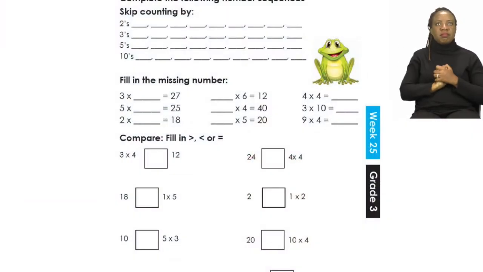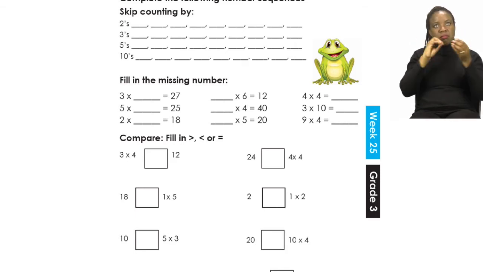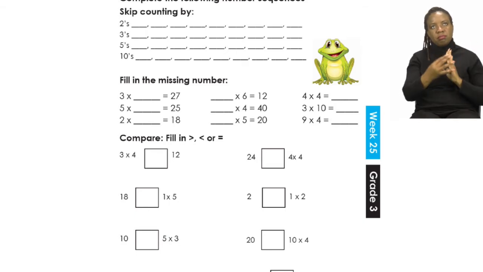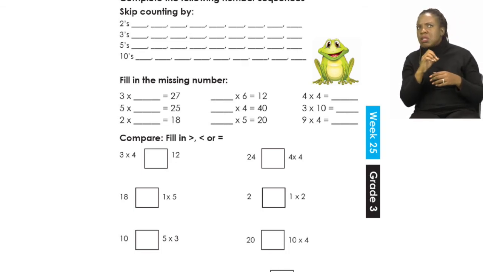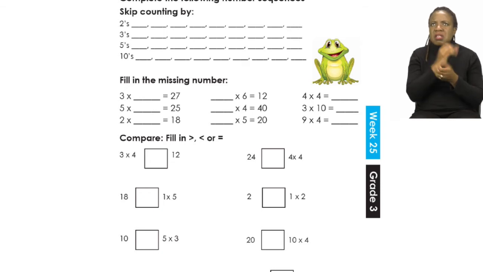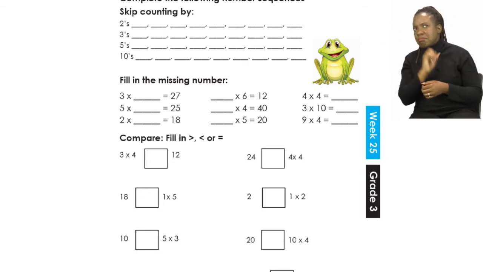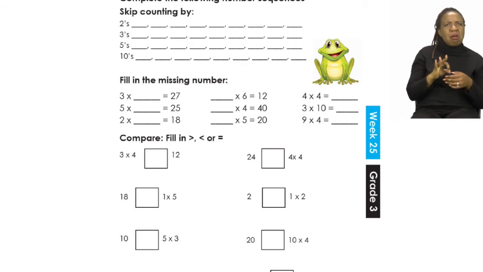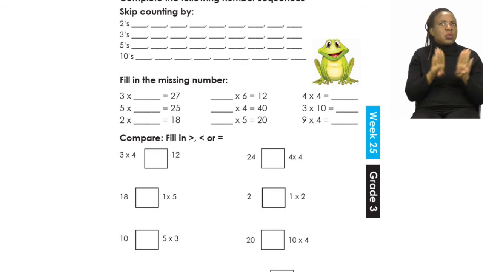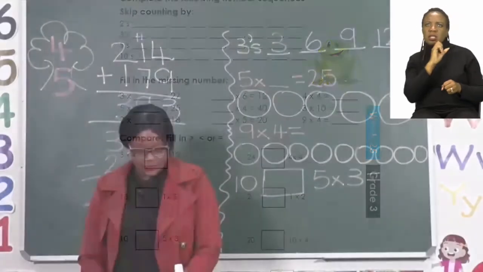The next part is asking us to fill in the missing number. But this time, instead of just filling in any number, we are going to be doing our times tables. So you can see for some, they have been giving us the beginning. Others, they have given us the end after the equal sign. We're going to do one of each so that we know what to do for both when one is missing at the beginning or in the middle, and when one is missing at the end. Let's take a look at the board.